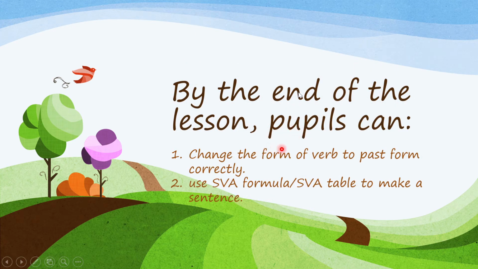Alright, for the success criteria in this lesson, by the end of the lesson, pupils can change the form of verb to past form correctly. Second one is use SVA formula or SVA table to make a sentence. Okay, we will look into this deeply after this. The SVA formula or the SVA table. Okay, let's go.